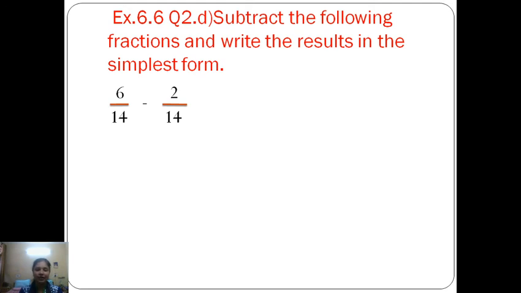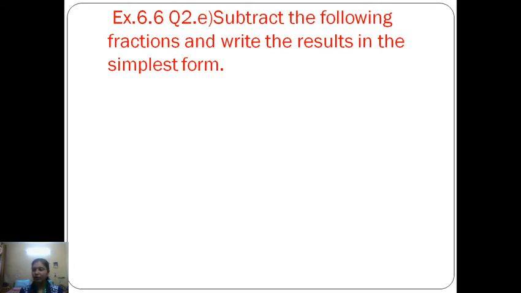As you can see, these are like fractions having same denominator. So we will be subtracting their numerator and writing the denominator once. How? 6 minus 2 by 14, that is 4 by 14. Now both are divisible by 2. So we will be dividing them by 2. 4 divided by 2 is 2 and 14 divided by 2 is 7. So the final answer is 2 by 7.